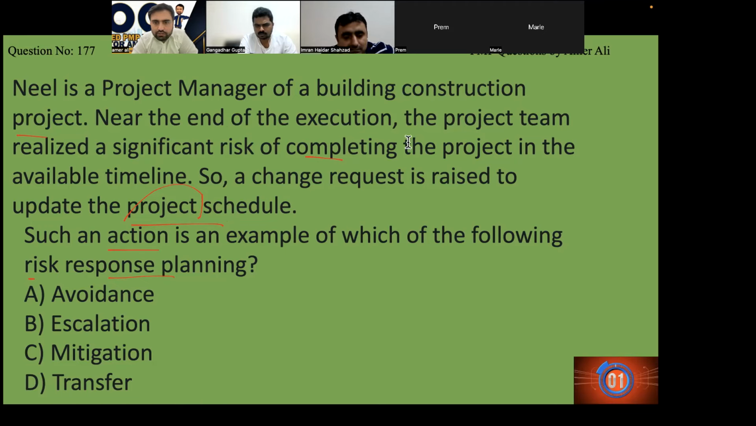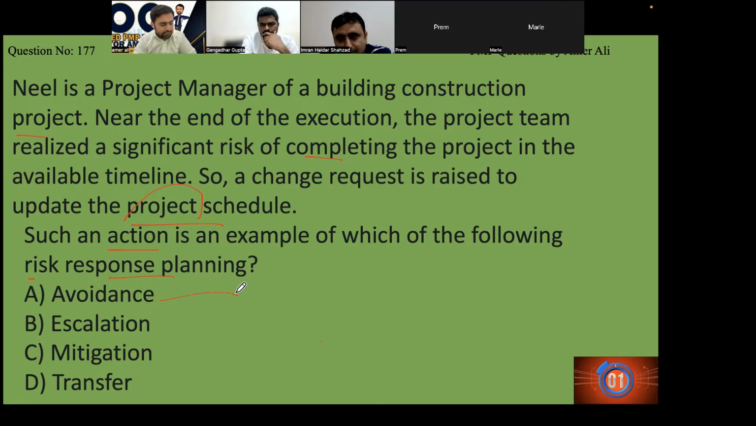So what are the answers we have? Avoidance. Why avoidance? Because they realized there is a risk. How is it avoided? The change is raised to update the project schedule. Okay, so it will be C, mitigation. Yes, it is mitigation, because they already saw it.